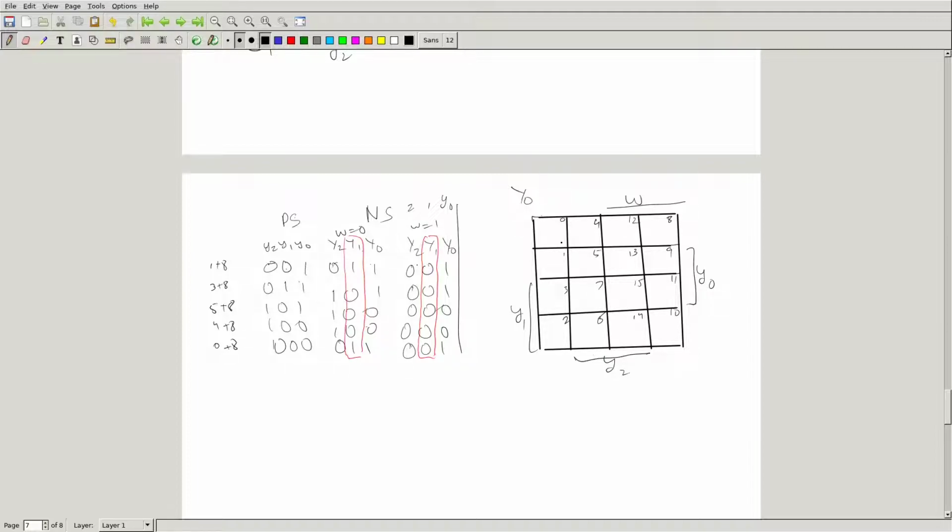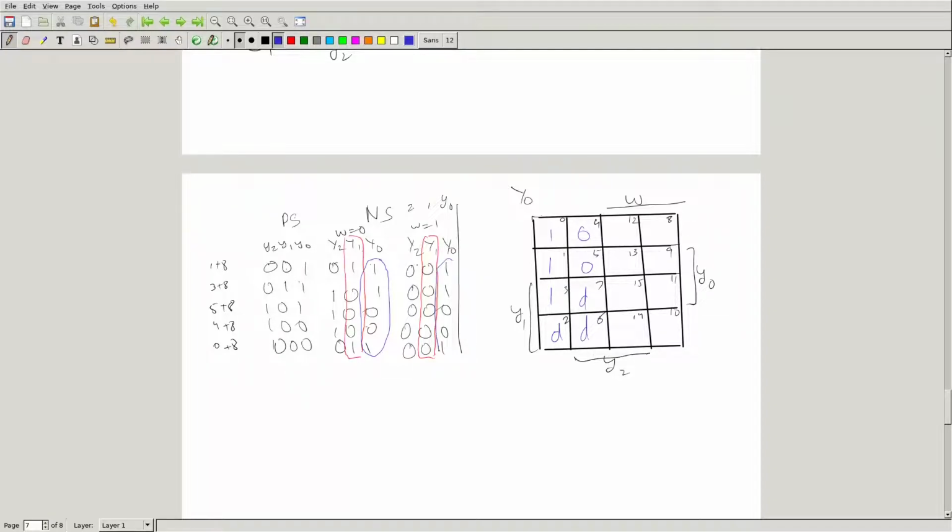And then we are looking at y0 this time. On minterm 1, w equal to 0, we have y0 is 1. For 3 we have 1. For 5 we have 0. For 4 we have 0. For 0 we have 1 again, and the rest of them are don't care.